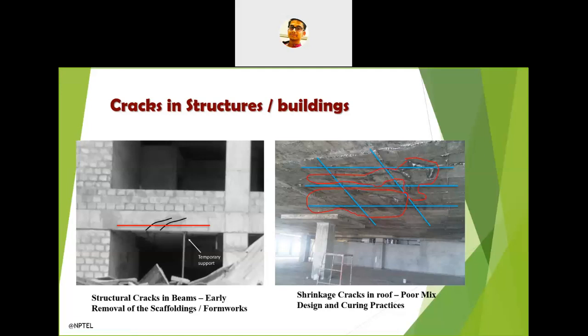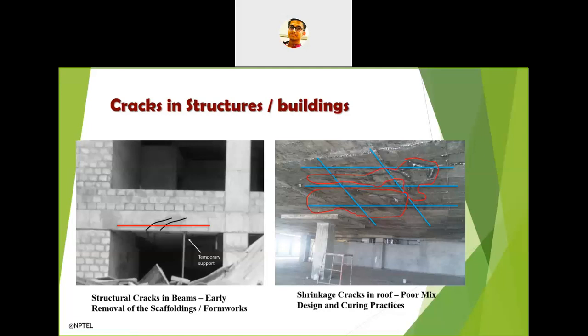Why I am showing you all those things: I'll show you some examples of how the owners of the building and the engineers who are associated with this building are neglecting different types of cracks and all. I'll show you. So this is very dangerous.